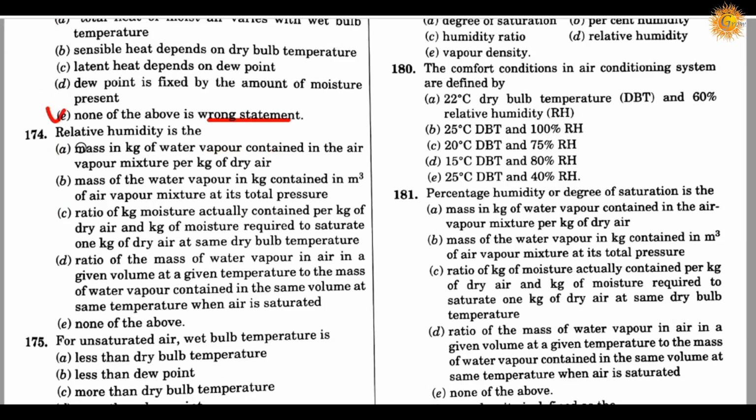Question number 174. Relative humidity is the: option A, mass in kilogram of water vapor contained in the air vapor mixture per kilogram of dry air; option B, mass of water vapor in kilogram contained in meter cube of air vapor mixture at its total pressure; option C, ratio of kilogram moisture actually contained per kilogram of dry air and kilogram of moisture required to saturate 1 kg of dry air at the same dry bulb temperature; option D, ratio of the mass of water vapor in air in a given volume at a given temperature to the mass of water vapor contained in the same volume at same temperature when air is saturated; option E, none of the above. So the correct answer is D.